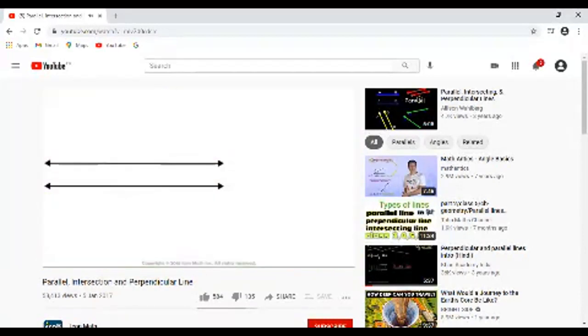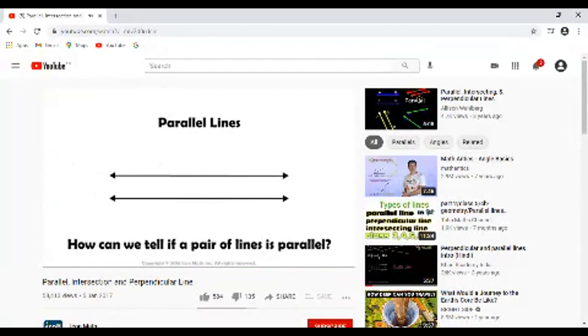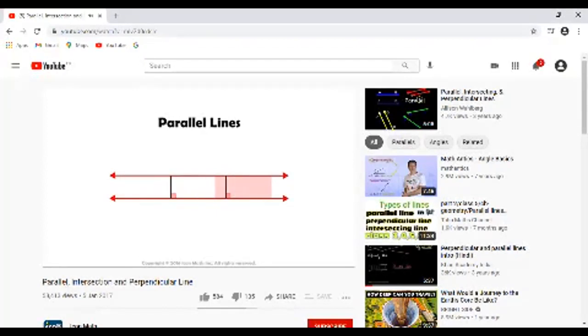A pair of lines that don't intersect at any point is called parallel lines. But how can we tell if a pair of lines is parallel, especially since lines go on forever? Well, there is a way to check. If we draw a perpendicular line to one of the lines and make it intersect the other one as follows, then we draw another perpendicular line at some other point, we get the following figure. Now, if the length of these two perpendiculars is the same, this means that the distance between our two lines remains the same.